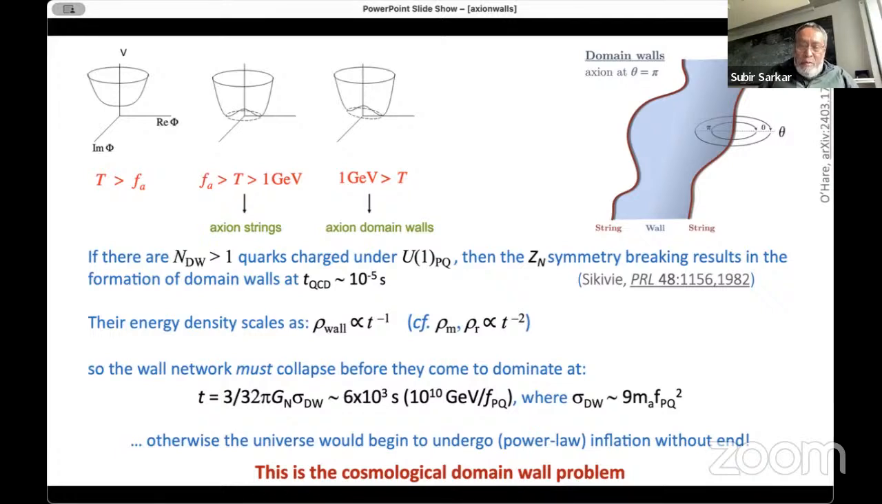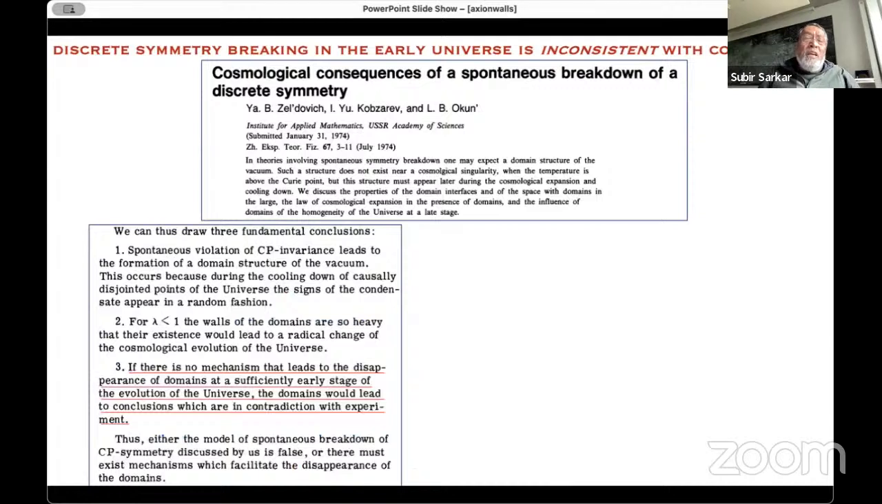This is a serious problem that is, in fact, relevant to any particle physics model with a discrete symmetry. And this was first recognized in this seminal paper by Yakov Zeldovich, Kobzarev, and Okun. They were, in fact, considering discrete CP, but their argument holds exactly the same for Peccei-Quinn symmetry. And as they say in this paper published in JETP, if there is no mechanism that leads to the disappearance of domains at a sufficiently early stage of the evolution of the universe, it would lead to conclusions which are in contradiction with experiment. In other words, there will be no universe.